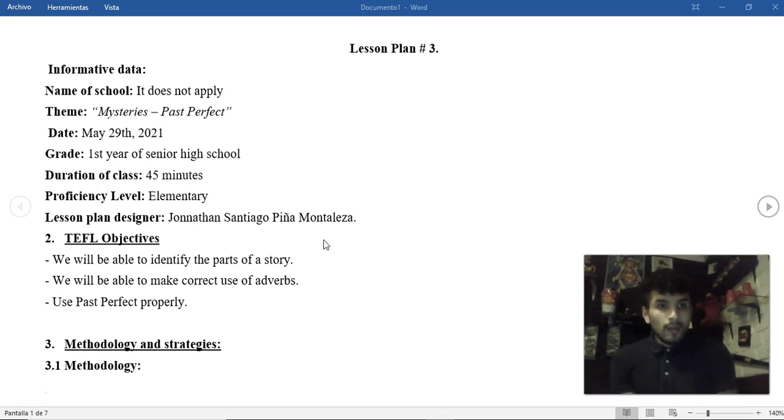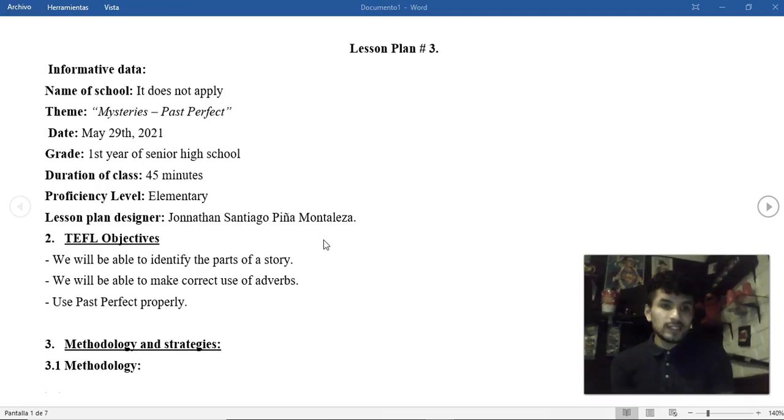The theme of the lesson plan is mysteries, past perfect. It is the theme that we're going to treat in my class. The grade is first year of senior high school. The proficiency level is elementary.